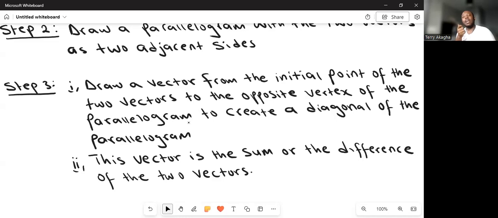So the first thing, if it's adding, you just go straight, you join the two initial points. If you're subtracting, you have to flip the one that you're subtracting, so you get a negative sign, but you have to maintain the magnitude. Then you draw the 2 adjacent sides, and then you draw the resultant vector from that initial point to the opposite vertex so that you can get the resultant sum or the resultant difference.